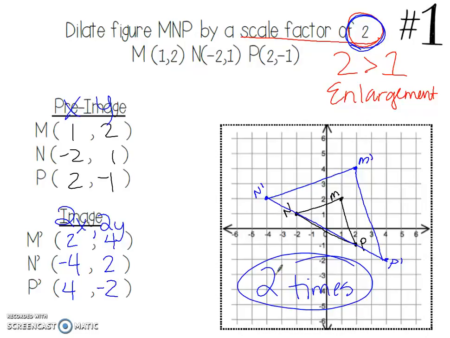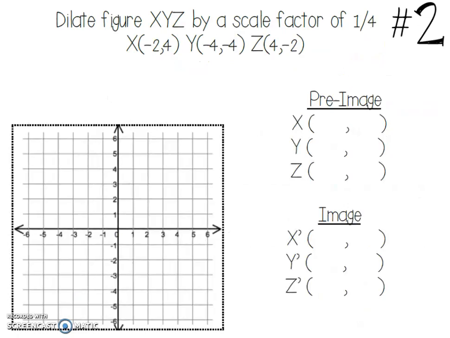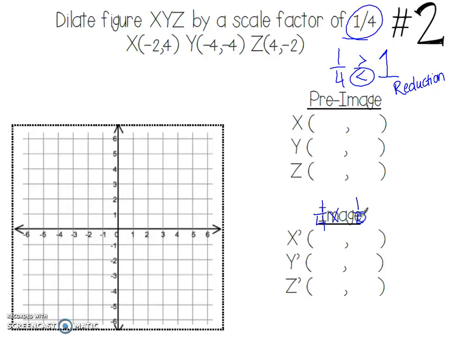Questions on this one? Pretty easy, huh? Okay, let's look at just the opposite of it. Number 2. We're going to work the same steps. What is my scale factor? 1/4. Is that greater than or less than 1? Less than, so it's going to be a reduction. So I'm going to go ahead and write my rule because I know my scale factor. What am I multiplying x by? 1/4. What am I multiplying my y by?